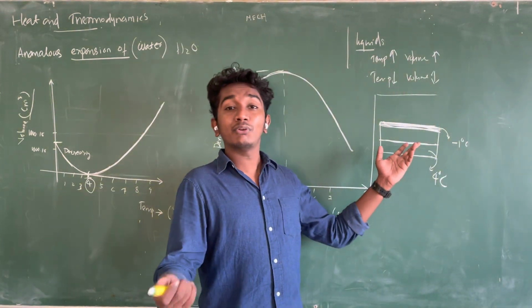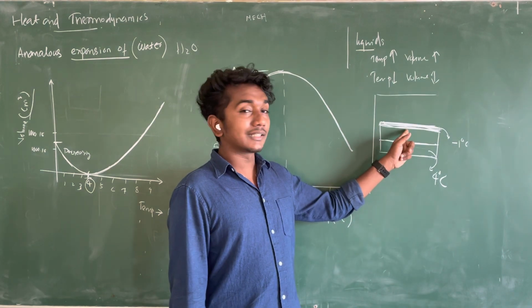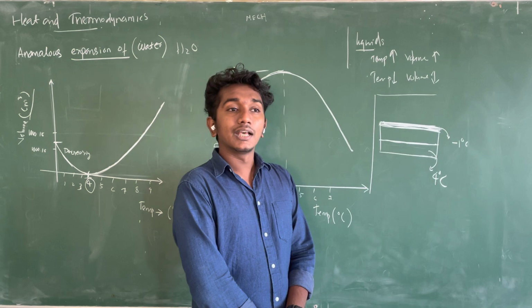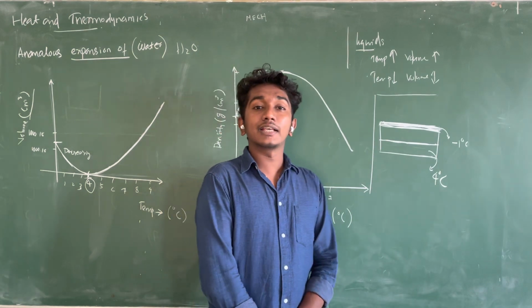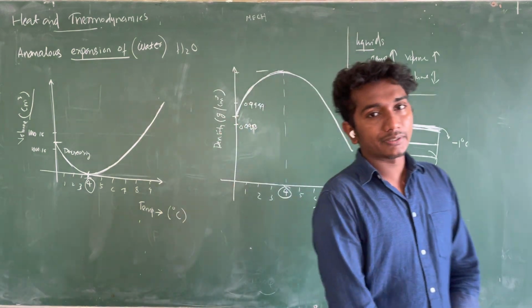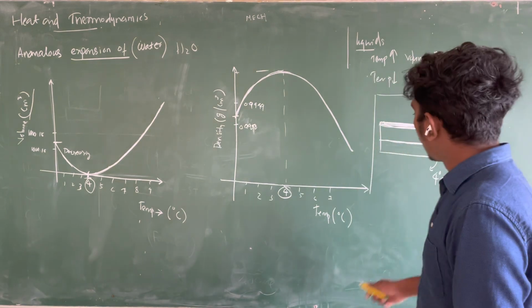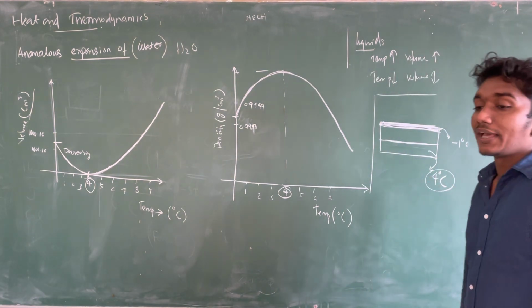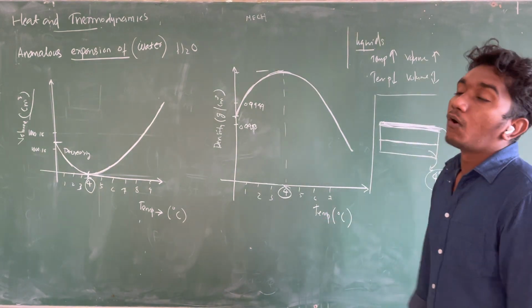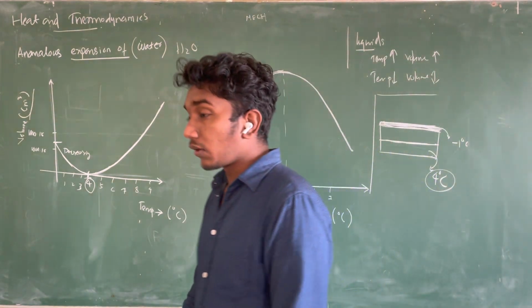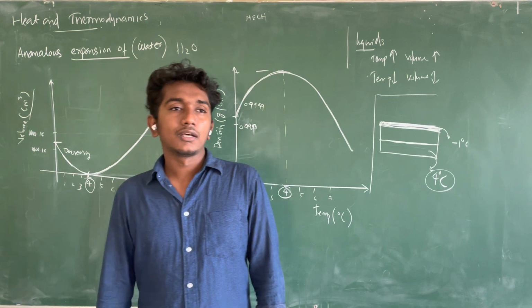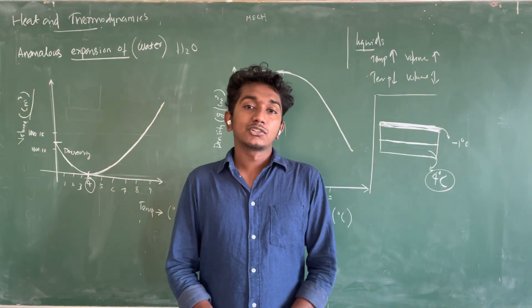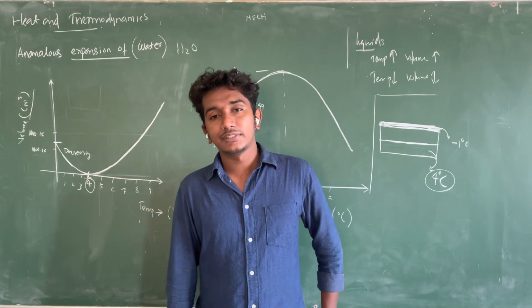Look at this. Otherwise, what will happen? This is 0 to 1 degree Celsius. This is also 1 degree Celsius. All of them will be 1 degree Celsius, and the entire lake will get frozen. That will not happen. Why? Because at 4 degrees Celsius, the water will come downside. So the bottom layer of the lake or pond or any water body will be at 4 degrees Celsius. So all the organisms can survive there.